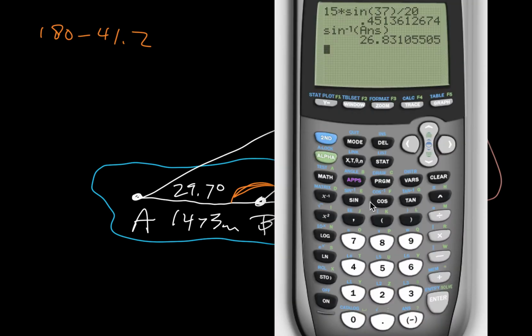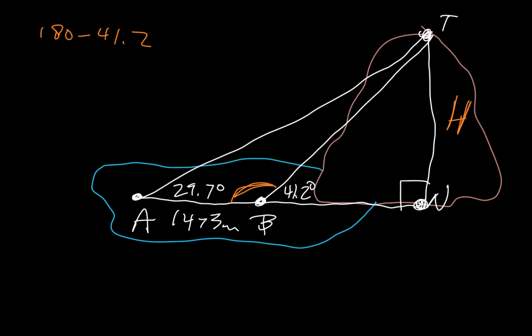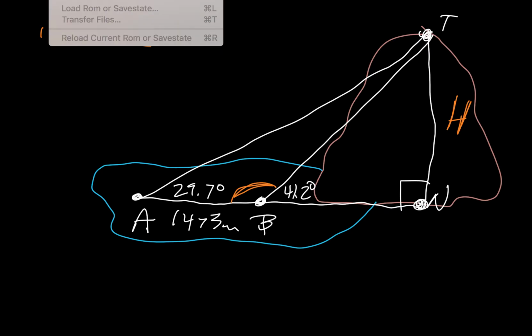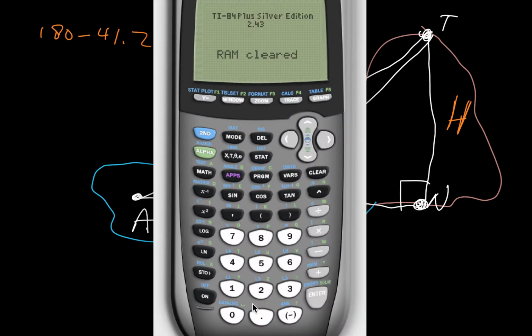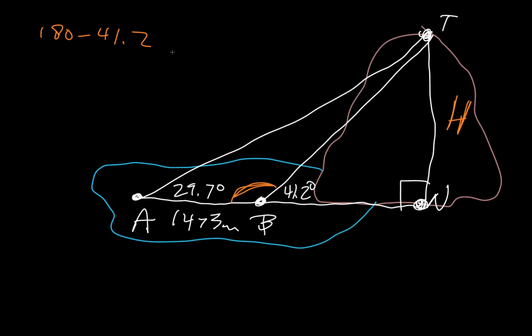Go to our calculator. It's frozen. Open it up again. So 180 minus 41.2, we end up with 138.8. Okay, so this is 138.8 for that triangle, and then I want to find this one also.